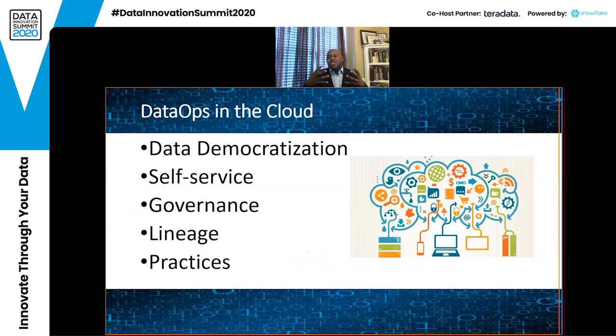So as you go into the cloud, you want to be thinking of data ops in the cloud, because data ops is something that should free things up to allow your business users to make better use of the data. So what does data ops in the cloud look like? Data democratization, self-service, data governance, data lineage, and the best practices for data ops. And we'll get more into those.